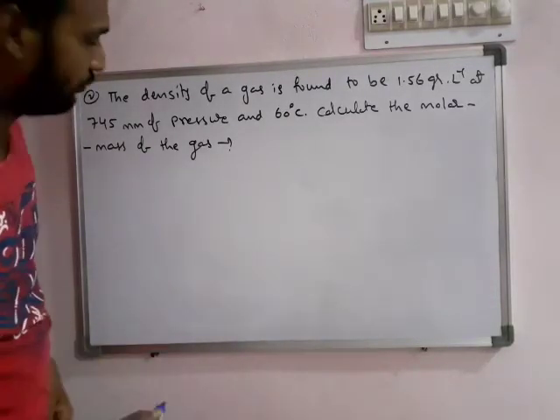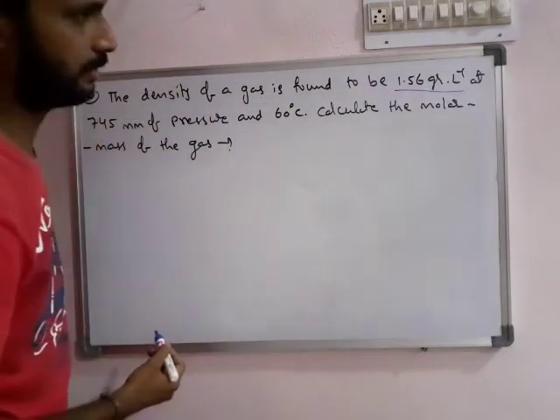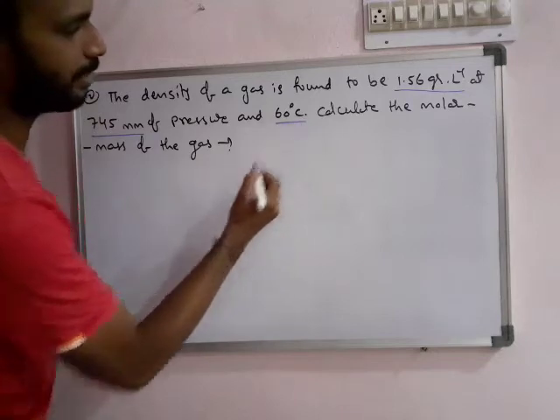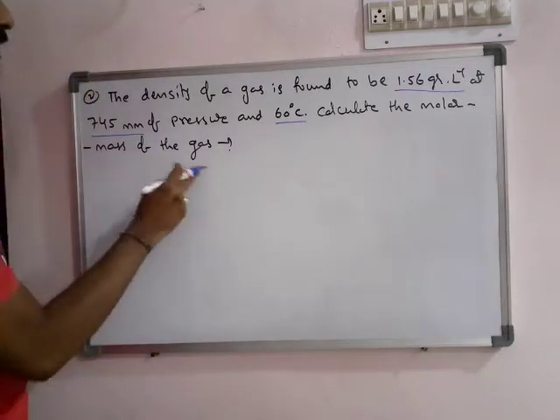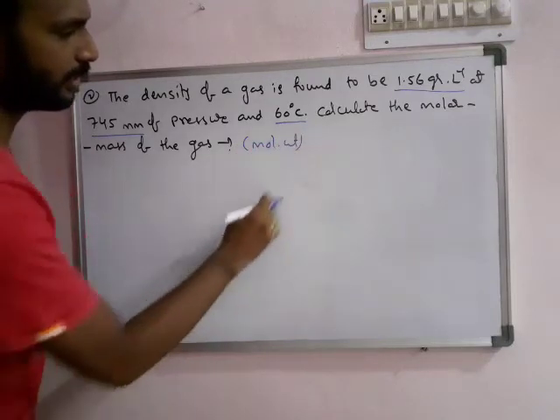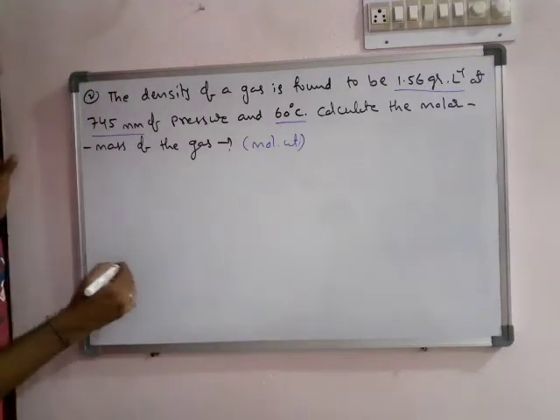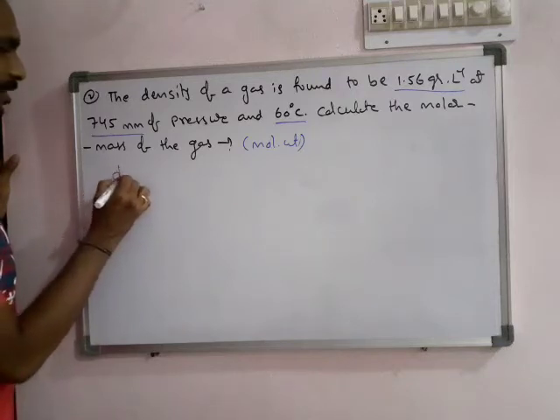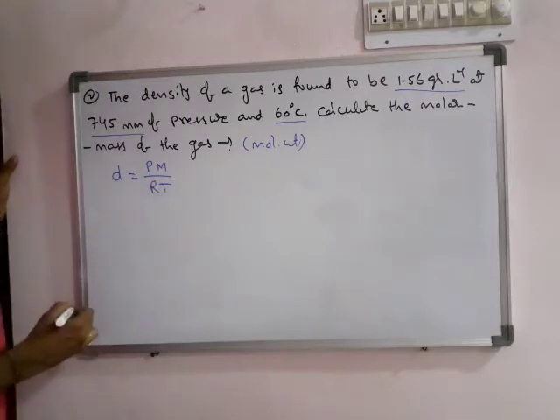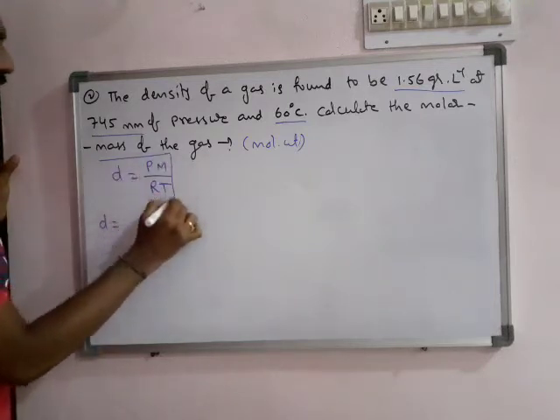So here, see the next one. The density of a gas is found to be 1.56 grams per liter at 745 millimeter of pressure and 60 degree temperature. So calculate the molar mass of the gas. Means we need to calculate the molecular weight, which is fixed for a gas. It is given in terms of density. So what is the ideal gas equation in terms of density? D is equal to, just now we derived, P M by R T. Say it is equation 1.